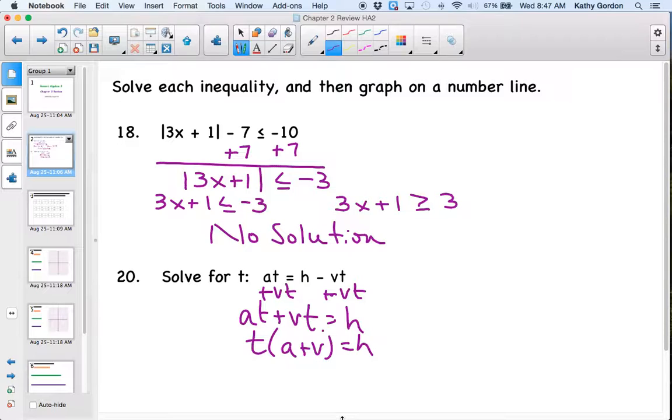So then how do I get t by itself? At least I'm down to 1t. That helped. So now what do I do to get t by itself? Yes? You divide A plus B. Yeah. So this is now two things being multiplied. And if this is the one I want to get by itself, then this is the thing that I need to divide by. So we're going to divide both sides by a plus b. And so we end up with t being equal to h over a plus b.